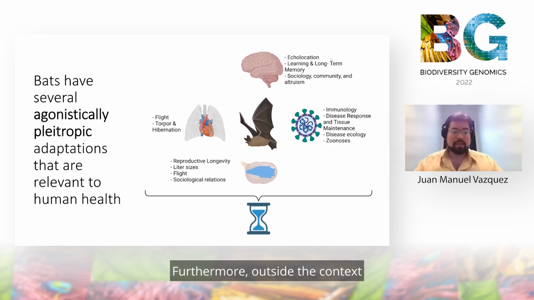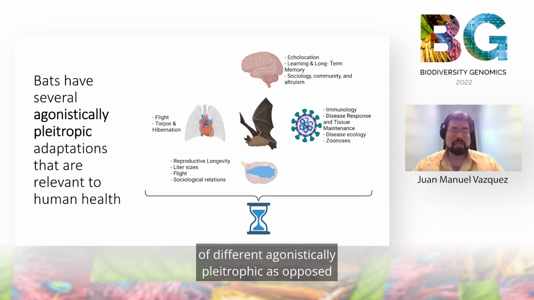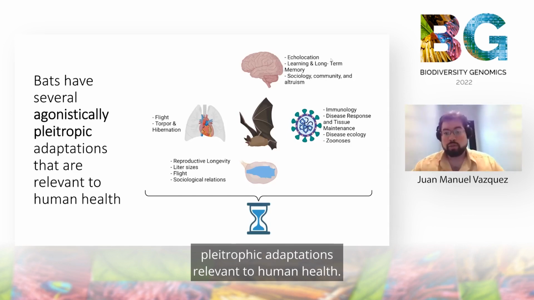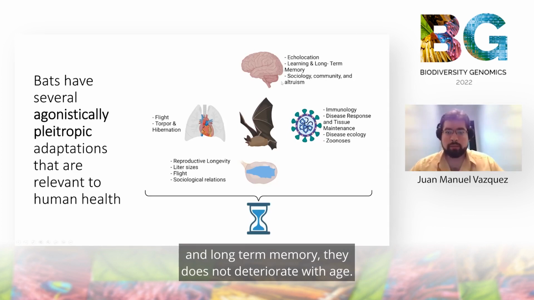Furthermore, outside the context of the evolution of longevity, bats have a variety of different agonistically pleiotropic, as opposed to what we think of usually as antagonistically pleiotropic, adaptations relevant to human health. Bats show an incredible ability to learn and long-term memory. They do not deteriorate with age.